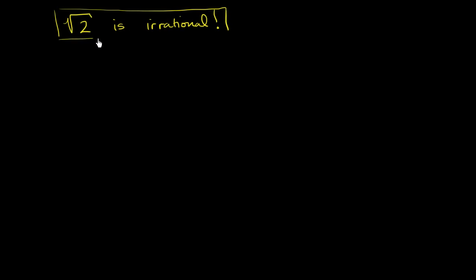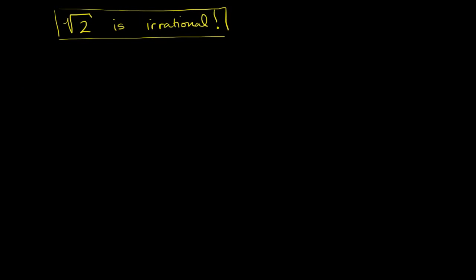What I want to do in this video is prove to you that the square root of 2 is irrational. And I'm going to do this through a proof by contradiction. The proof by contradiction is set up by assuming the opposite. Let's assume, so this is our goal, but for the sake of our proof, let's assume the opposite. Let's assume that the square root of 2 is rational.